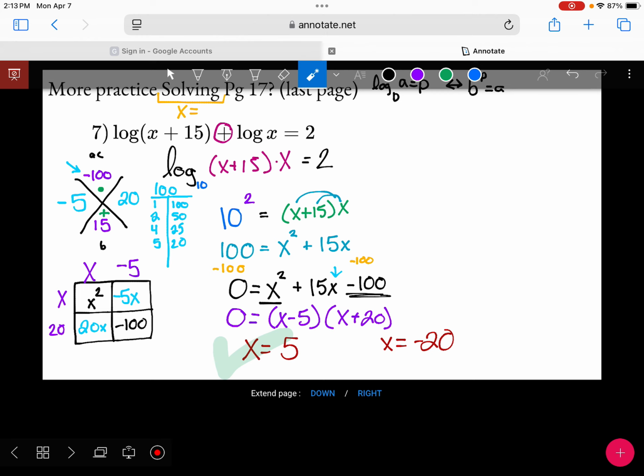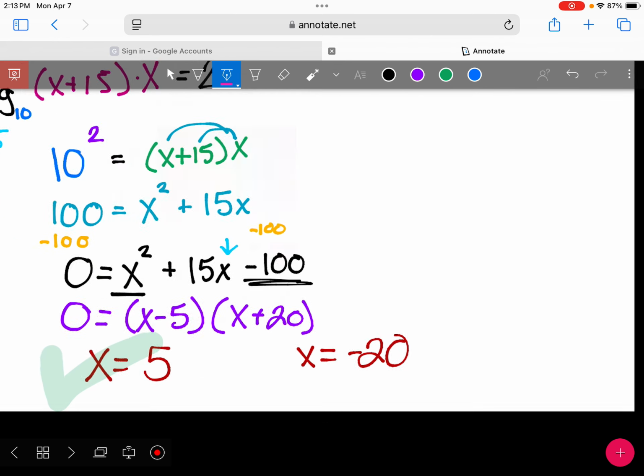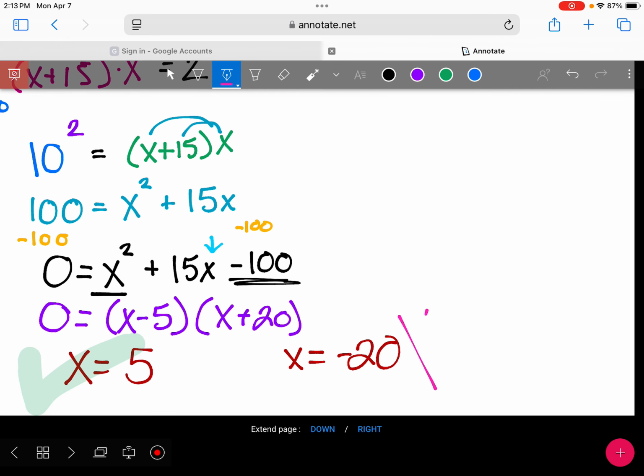What if we substitute in negative 20? It doesn't check here. It doesn't check here. This fails and fails hard. Because negative 20 is definitely not a positive argument. So, oh my gosh, they made us do so much work and it doesn't even count. Oh my gosh, they're so extra. This is not a valid solution. It is extraneous. It's so extra.